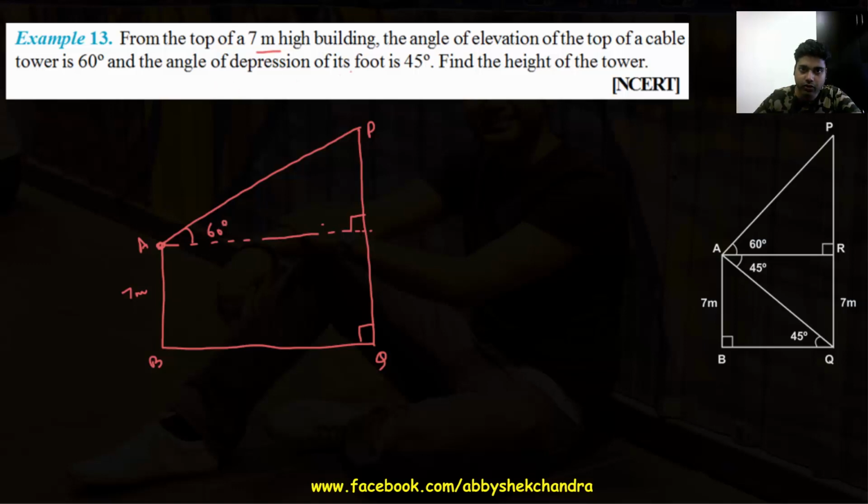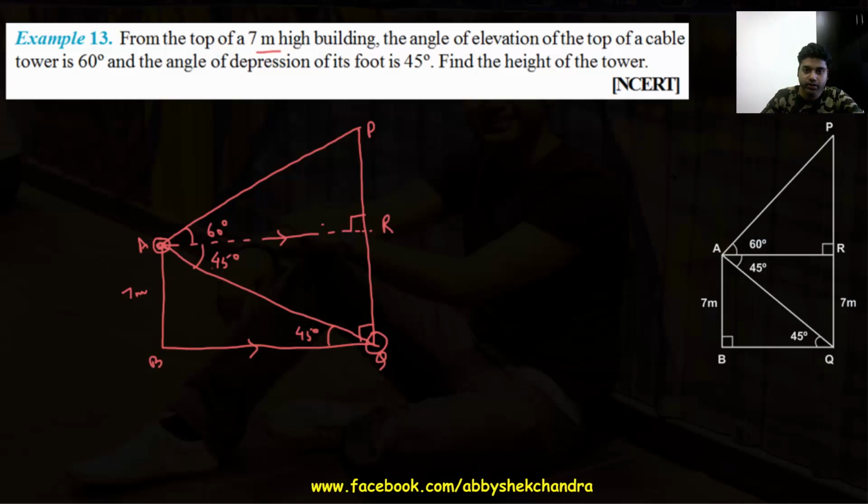The angle of depression of its foot is 45 degrees. So from the same point, this is the foot of the tower, Q, right? Q is the foot of the tower. So make the line of sight. So angle of depression would be this angle, which is 45 degrees, right? Which means that this will be 45 degrees too, because these two lines are parallel, AR and BQ are parallel.